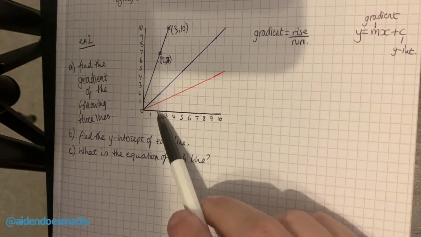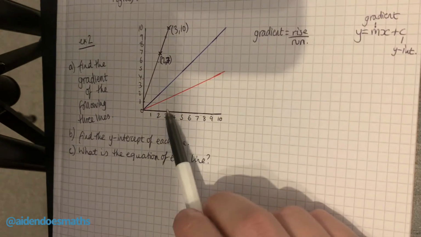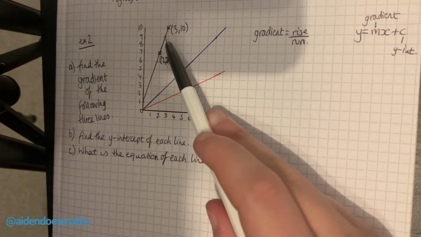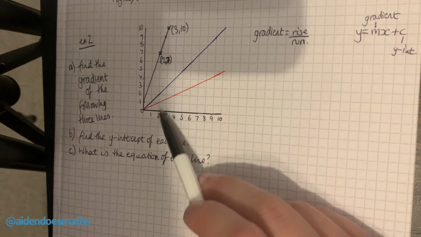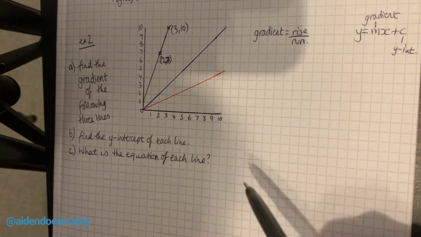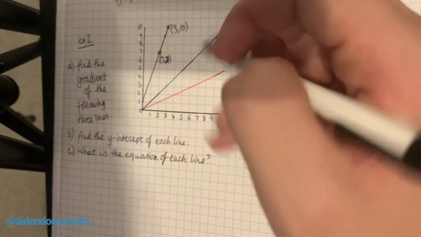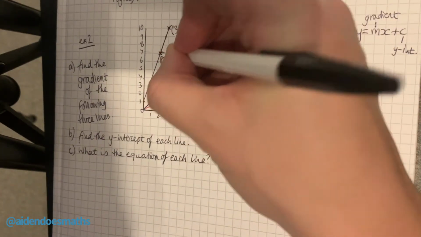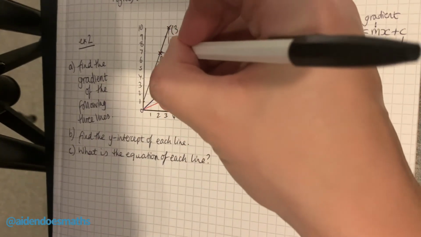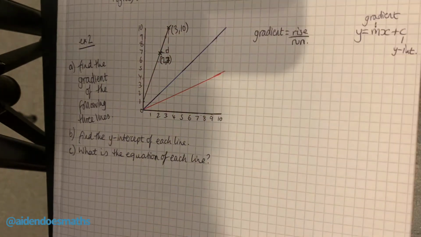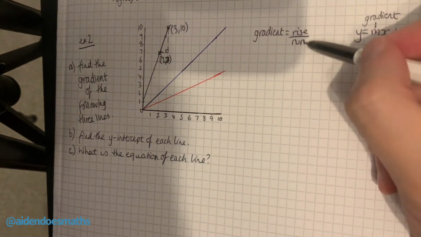Okay, so we can't tell specifically whether it's exactly 2 or exactly 3. It's clearly not exact, and we can't tell whether it's exactly halfway. So we're not going to use that point, we're going to use 2 exact coordinates. Now, like we did before, we're going to use our right angled triangle method. So here's our right angled triangle, and we're going to use our rise over run.